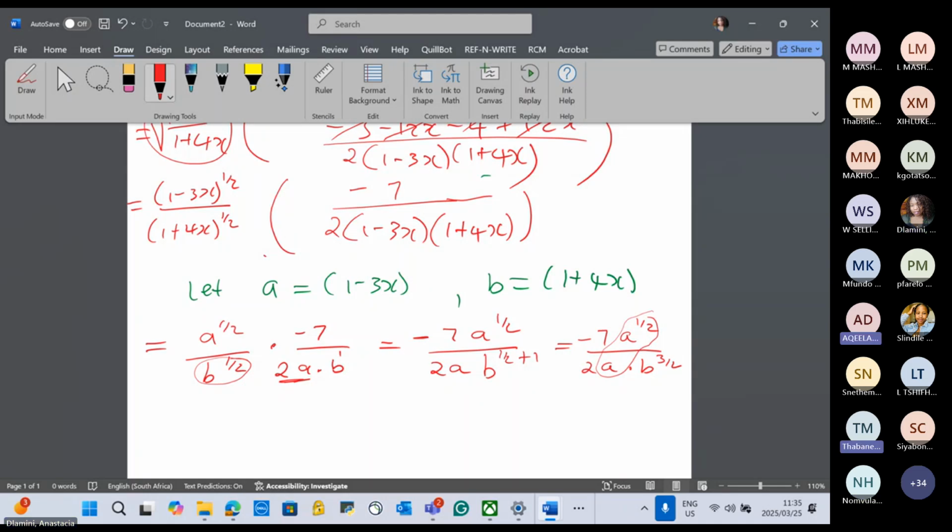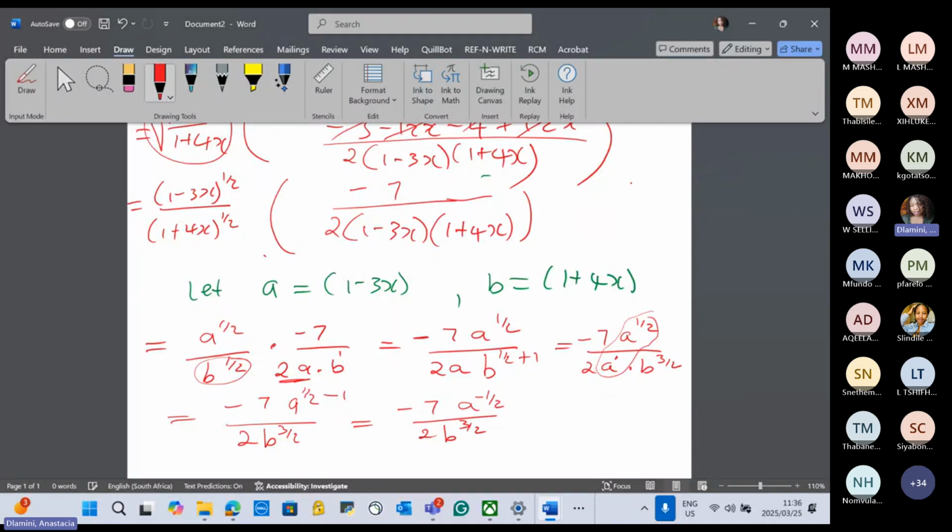Subtract the powers. So then this becomes -7 over, because you're going to subtract them, so it's going to be on top. So this will be 2B to the power of 3/2. Then it's A to the power of 1/2. We know that this is to the power of 1 minus 1. So then this is equal to -7A to the power of -1 over 2B to the power of 3/2.